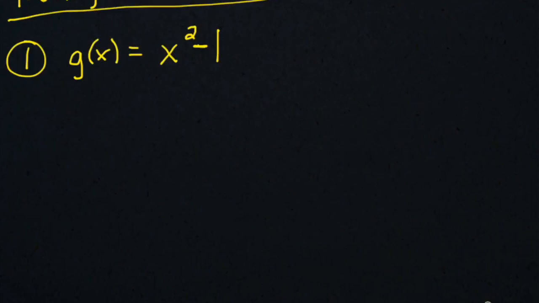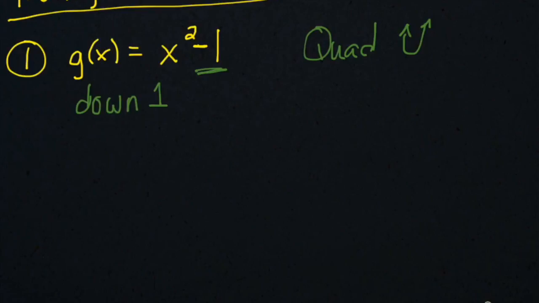So as I look at this, I notice I have my x squared, so that tells me it is a quadratic, which means my shape is the U shape. This minus 1 is a transformation. So if I put a minus 1 at the end, is that moving it left, right, up, or down? The answer is it's an up-down, and because it's negative, it's going to move it down. So we're going to go down 1.